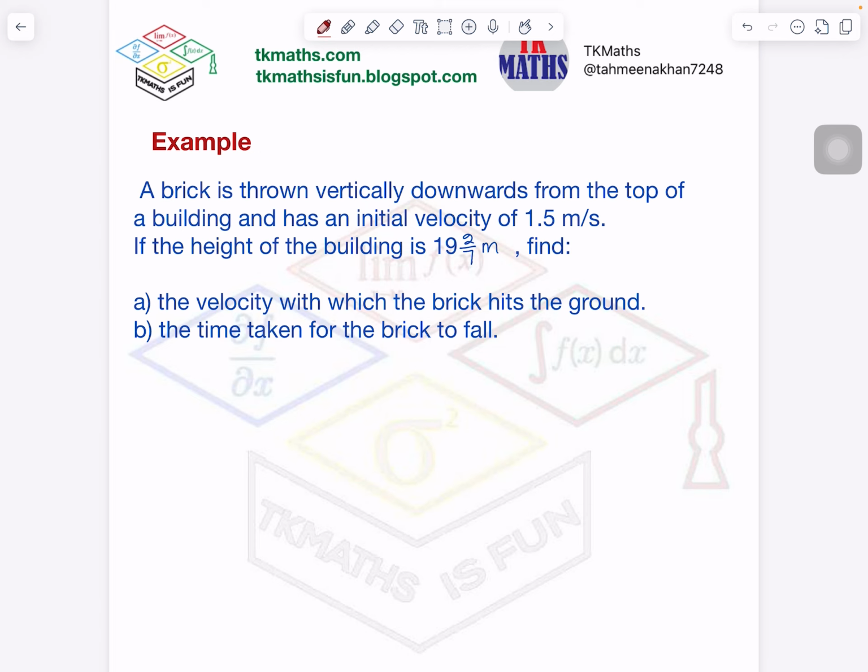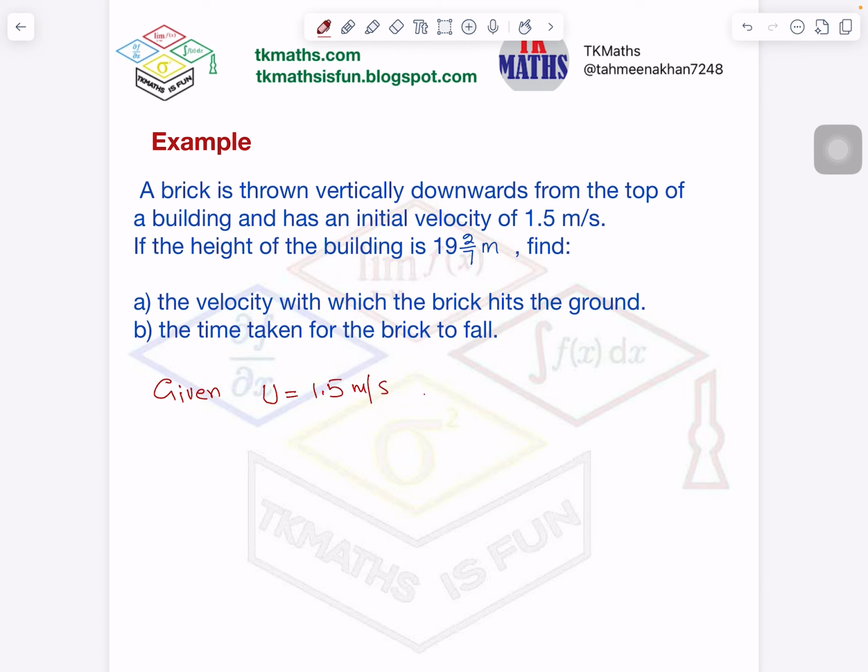Okay. The brick is thrown vertically downward from the top of a building and has an initial velocity of 1.5 meters per second. Now, what is given here? If the height of the building is 19 and 2 upon 7 meters, I have intentionally taken values which are not very comfortable for students, like integer values, because these are expected. You should be comfortable using these also. Initial velocity is always represented by u. We have already seen the symbols in the previous video.